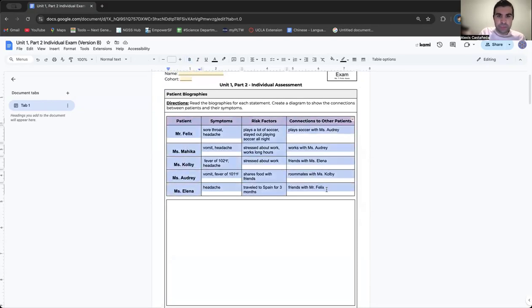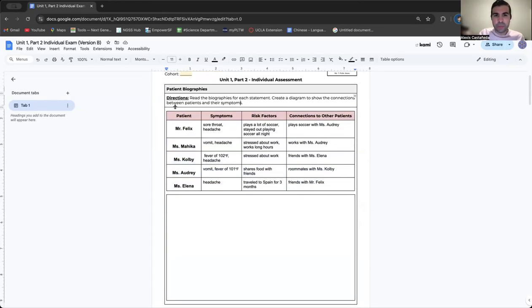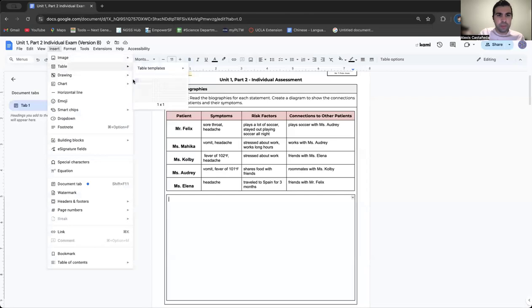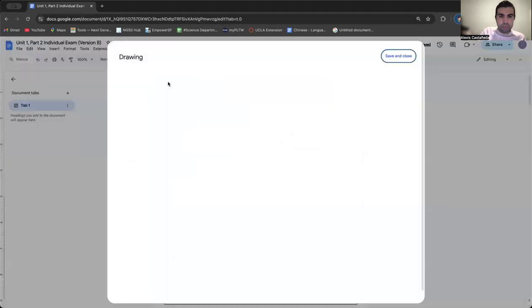So this first question here is telling us to read the biographies for each statement and create a diagram to show the connections between patients and their symptoms. So we're looking at these patients here, their symptoms, and their connections with other patients. So here I'm going to put my little diagram.